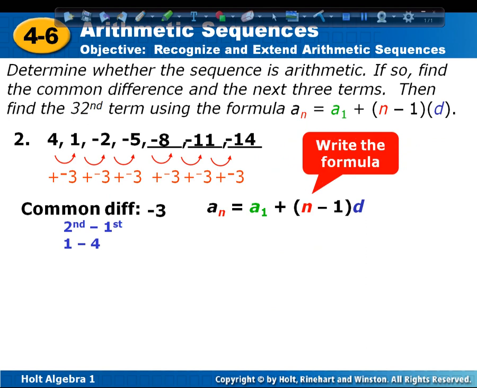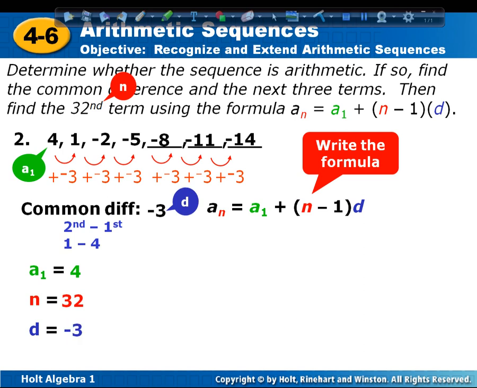So here's my formula. It says write the formula. Then over here to the side, I'm going to write a sub 1 equals, n equals, and d equals, because I have to find those pieces of information before I can use my formula. A sub 1 is the first term in your sequence. That's the 4 right here. N is the nth term that they're asking you to find, and here that's the 32nd term that they're wanting. And d is the common difference, which is negative 3.